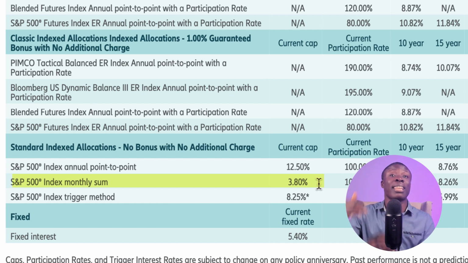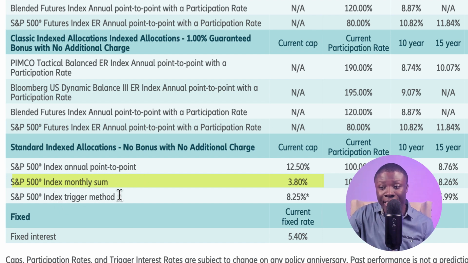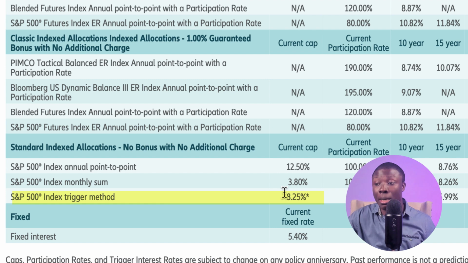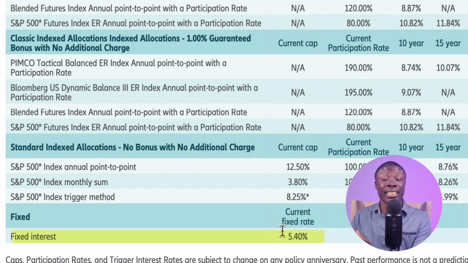So every month is calculated differently, right? So that's what a monthly index represents. The trigger method just says if the market is positive, regardless of the number, you get 8.25%. So even if it returns 1%, 0.5%, 3%, 20%, you are going to get 8.25%. I hope that makes sense. And then we have the fixed interest, 5.4% currently.